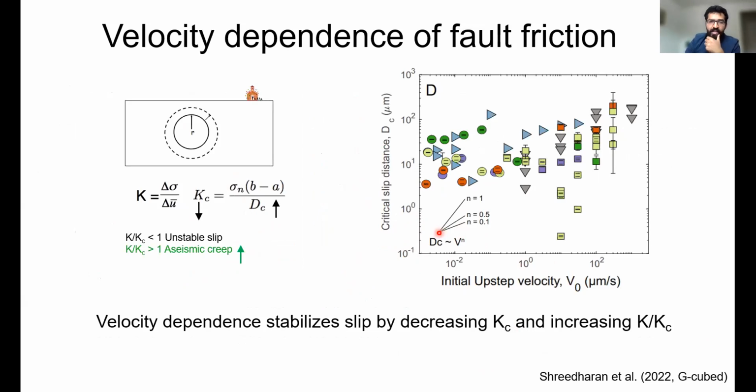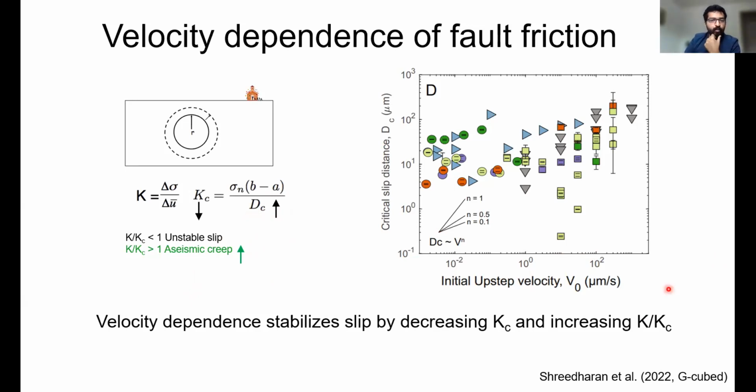What this means is that as the rupture nucleates and the fault is accelerating, DC is increasing, right? And this would decrease the critical stiffness and potentially make the fault stiffer than the critical stiffness. And so at this point, mechanically or energetically, it is no longer favorable for the fault to be unstable, and instead it's going to creep aseismically.